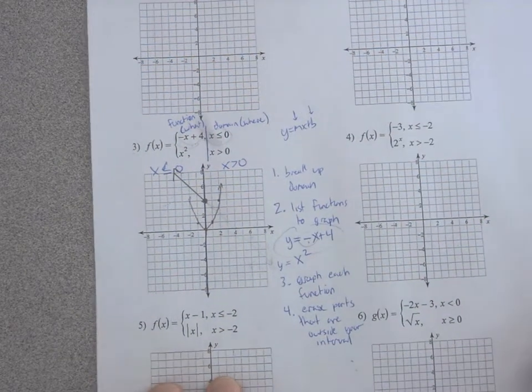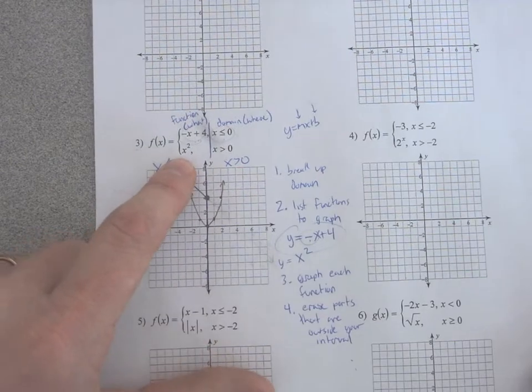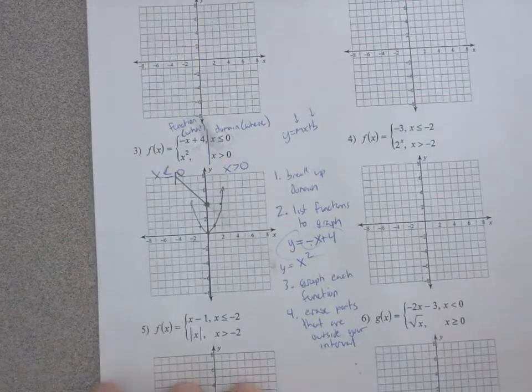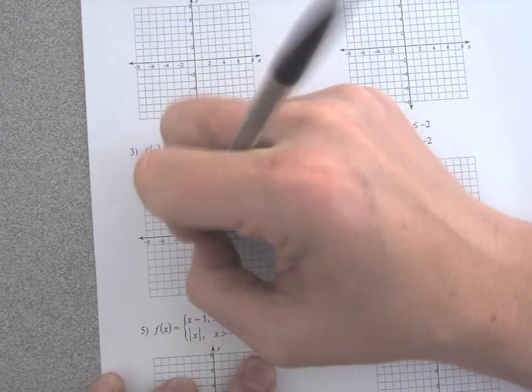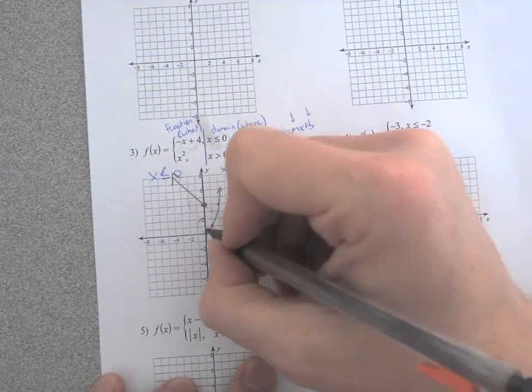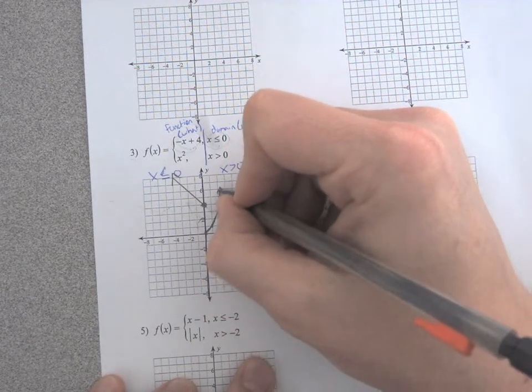But remember, this is saying only graph this part on the right side of the graph. Okay, so I'm going to come back and erase this. Okay, and there's my graph.